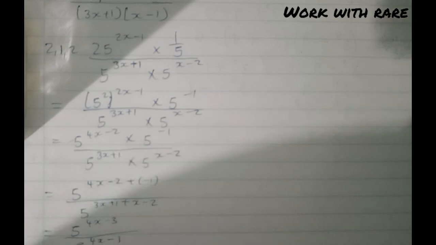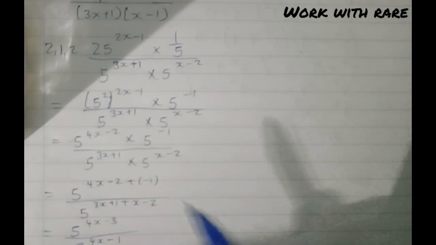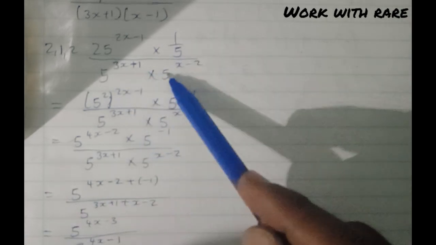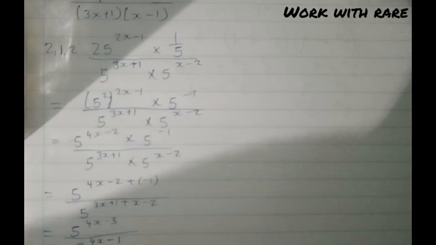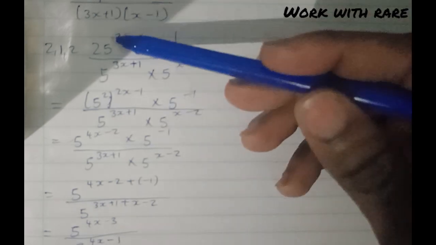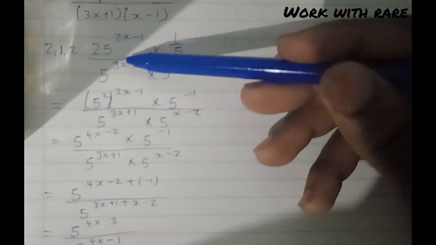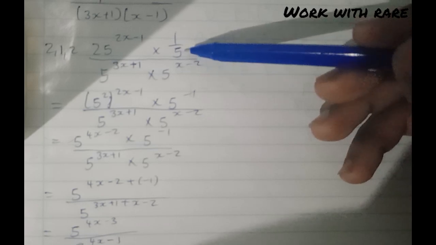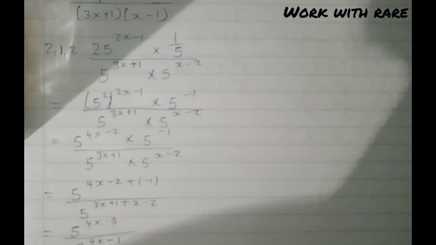So the second one, we can see we are given 25, we are given 5, 1 over 5, 5. The main thing first that you should put in mind is to make everything the same base. Here we have 25, and we know 25 is a perfect square, and we know this, we can change it to 5 to the exponent negative 1.